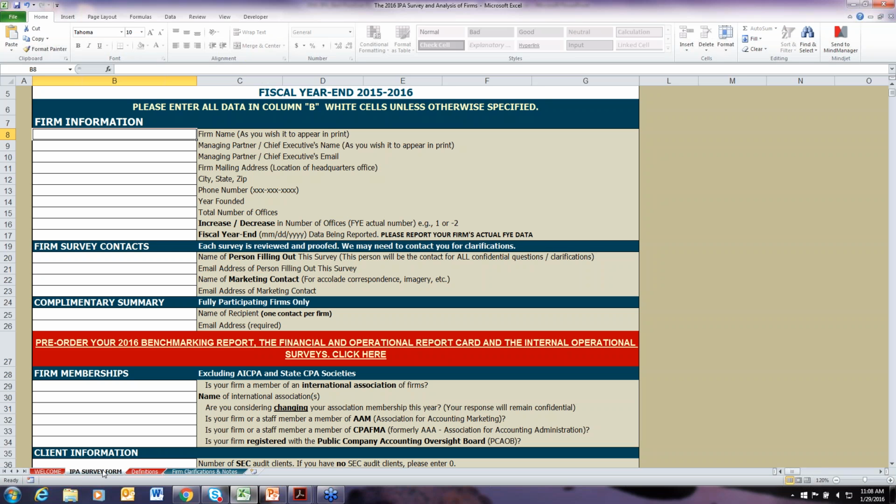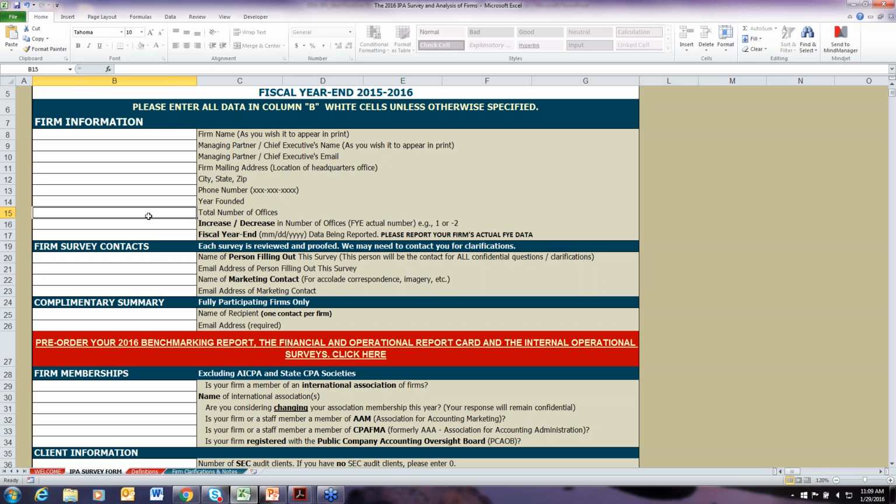Okay, here we go. Throughout the IPA survey form, everything in white is an input field where you'll be able to enter your data. Starting up at the very top in the firm information, this first section, let me call your attention to rows 8 and 9. You are the expert in your firms, not us, so please help us by putting your firm name and the managing partner's name exactly as you wish it to appear. Anything you put in this field will be considered your approval for how it should appear in print.